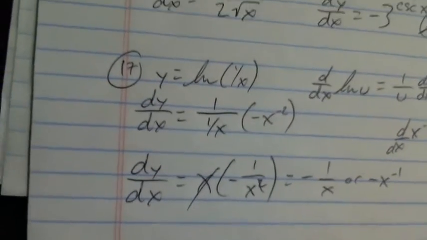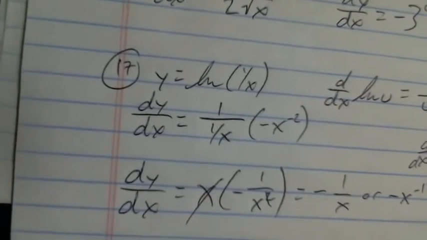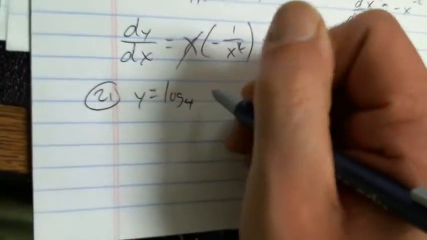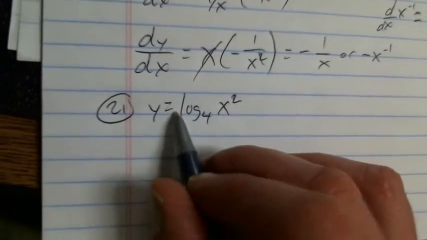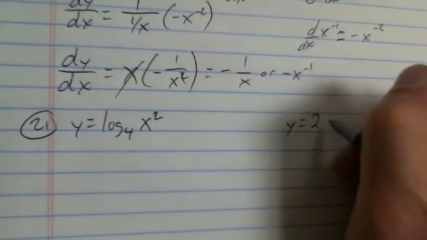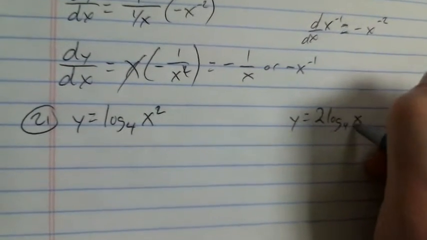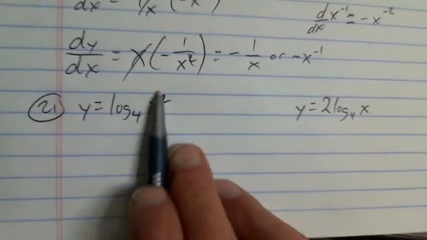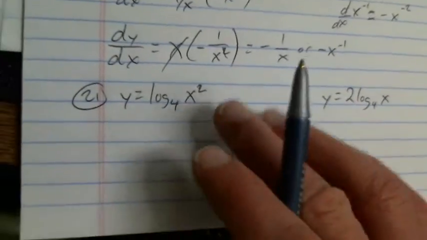We can squeeze 21 on the same page here. So 21, y equals log base 4 of x squared. We could take this 2 and put it out front. There'd be nothing wrong with that. In fact, yeah, let's do them both. So let's do this by doing 2 log base 4 of x. So we'll do both of these problems, realizing that they're the same problem, but in one we'll have to use the chain rule a little more effectively than the other.